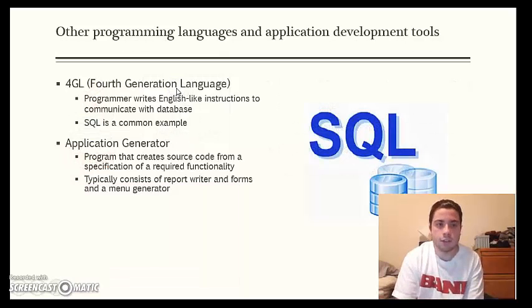Some other programming languages and app development tools. 4GL, also known as fourth generation language, is a non-procedural language with which programmers write English-like instructions to communicate with the database. SQL is a common example that you saw in Microsoft Access. An application generator is a program that creates source code from a specification of a required functionality, and it typically consists of a report writer, forms, and a menu generator.